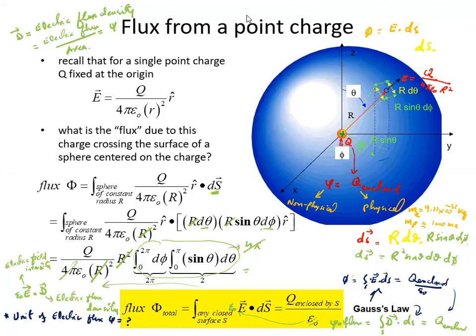Newton meter square per coulomb. And what is that? Volt per meter? No, volt meter. Why should it be volt per meter? Volt multiplied by meter. So volt multiplied by meter is the unit of what? Electric flux.